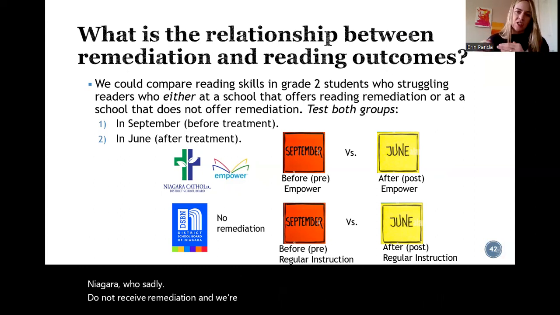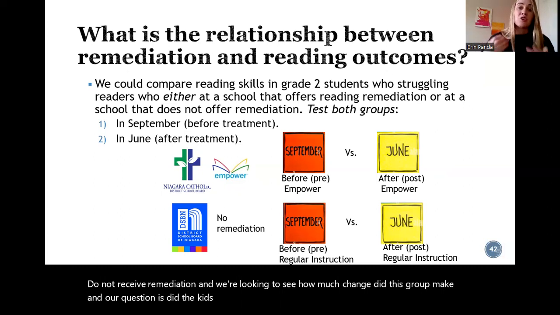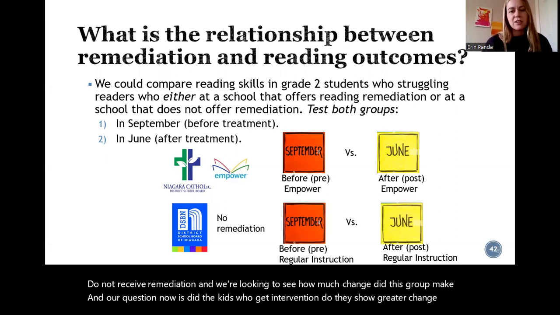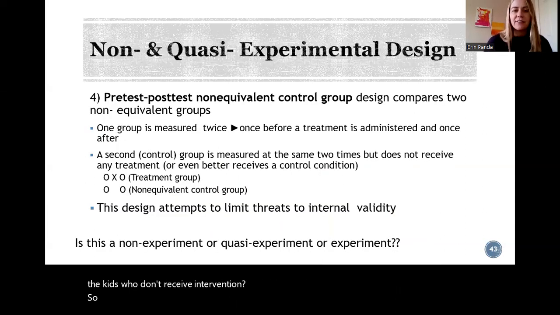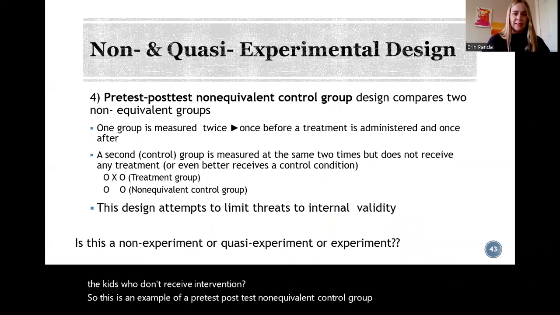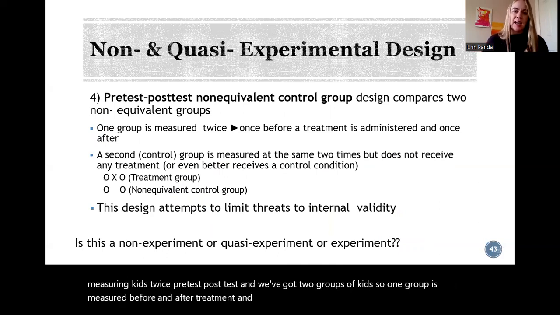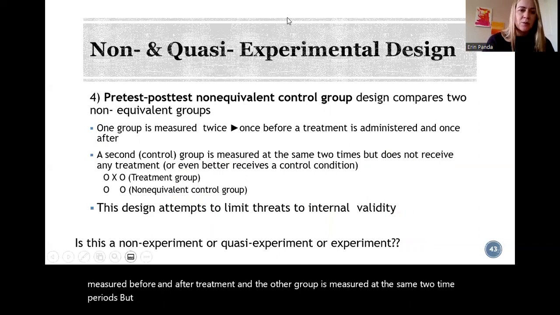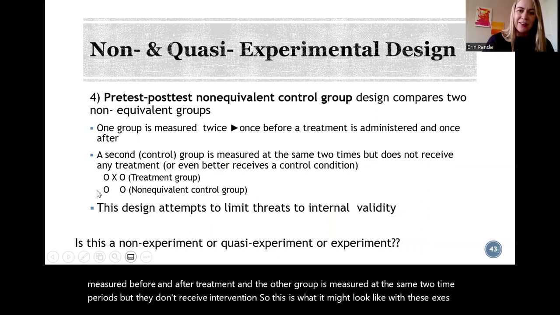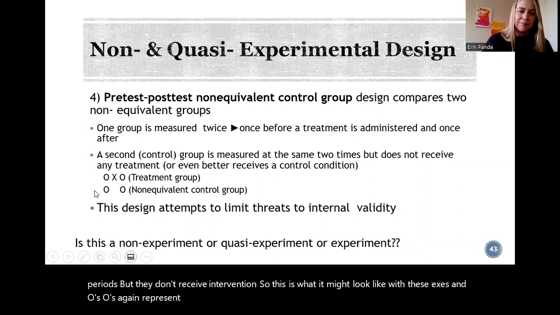And we're looking to see how much change this group made. Our question now is, do the kids who get intervention show greater change than the kids who don't receive intervention? So this is an example of a pre-test, post-test, non-equivalent control group design. We're measuring kids twice, pre-test, post-test, and we've got two groups of kids. One group is measured before and after treatment, and the other group is measured at the same two time periods, but they don't receive intervention. So this is what it might look like with these X's and O's. The O's represent when the testing is happening, pre and post, and only one group is getting a treatment.